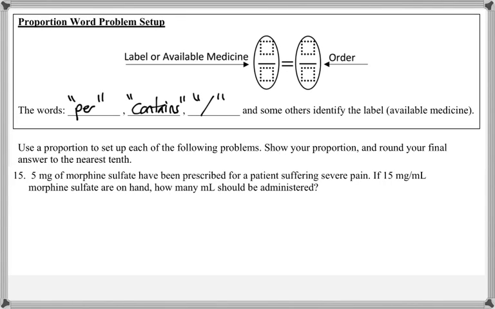The order says 5 milligrams of morphine sulfate have been prescribed for a patient suffering severe pain. If 15 milligrams per milliliter morphine sulfate are in hand, how many milliliters should be administered?